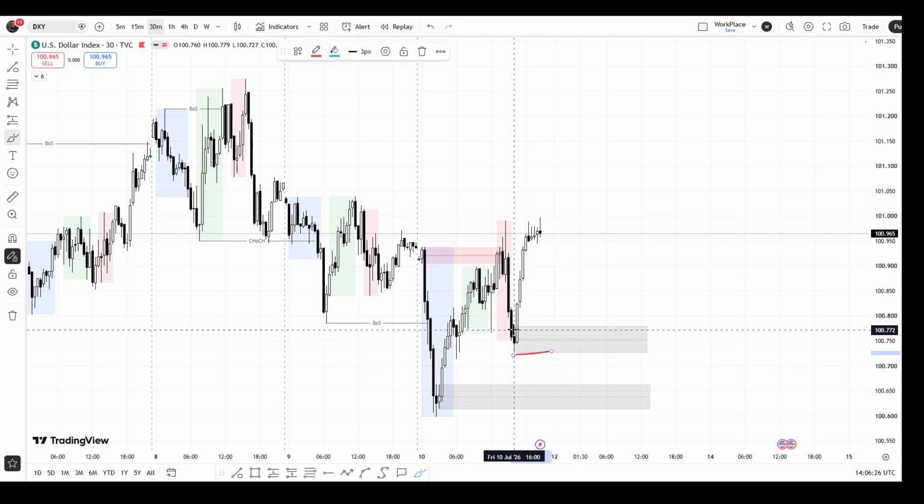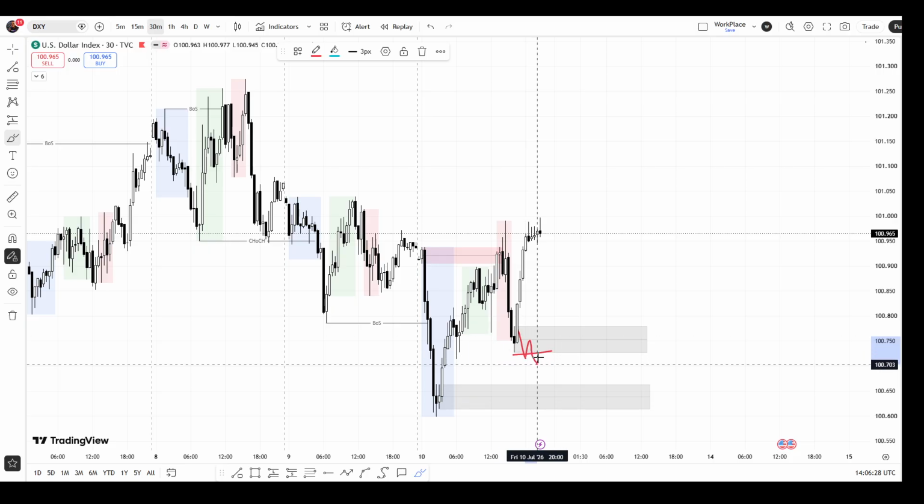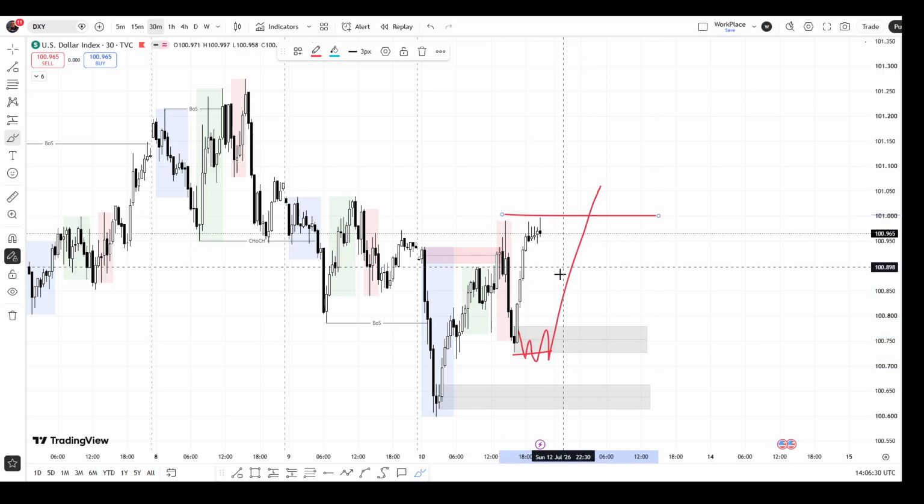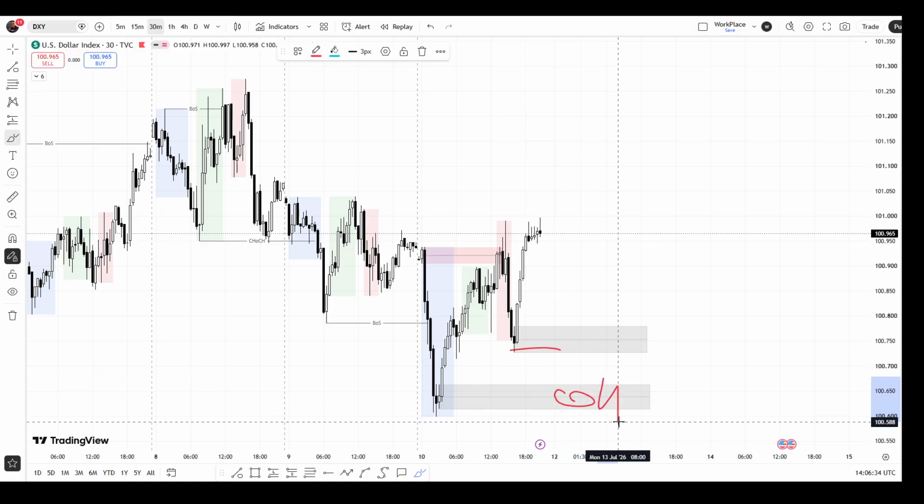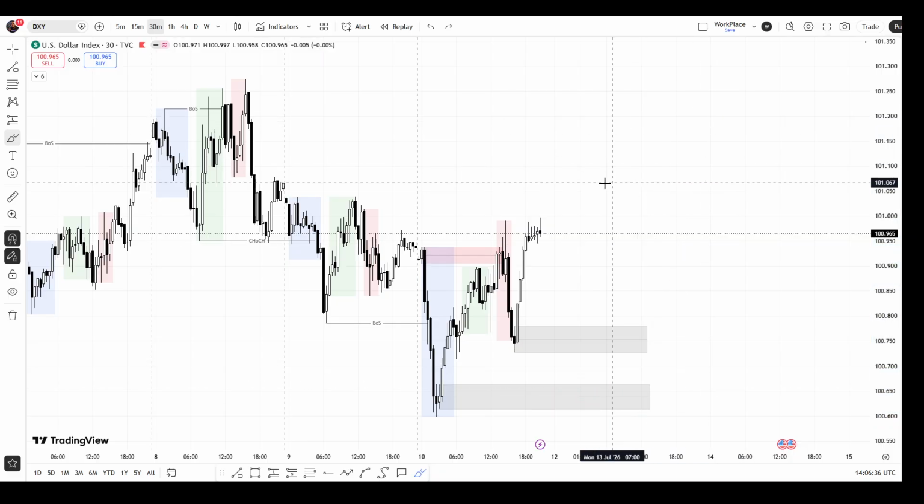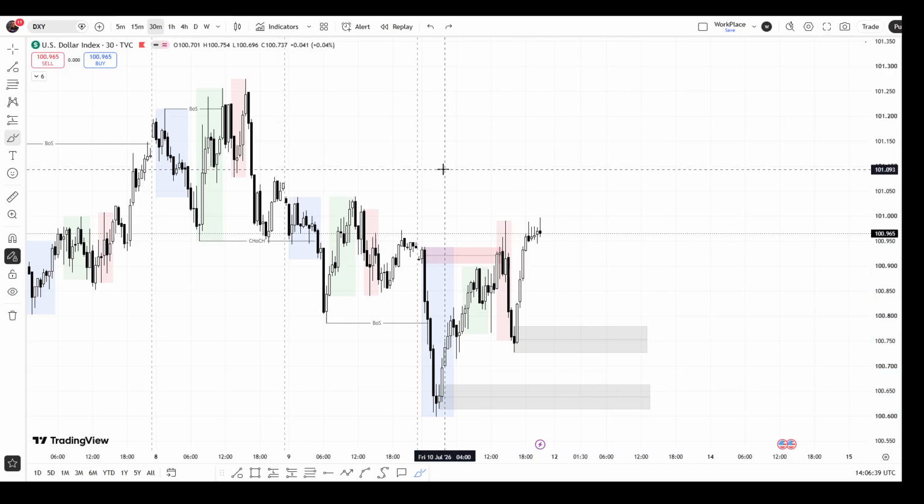So we'll be looking for price to sweep this low and then give a lower time frame shift to then buy to the upside, or sweep this low, mitigate this other block, and then give a lower time frame shift to then buy to the upside. So that's my narrative on the DXY. All right.